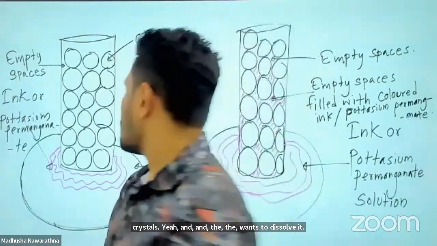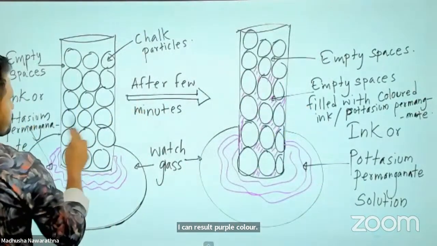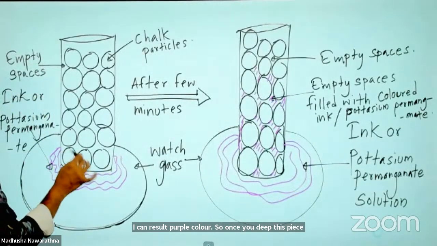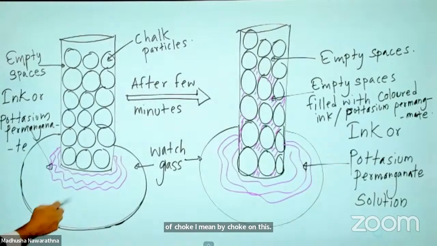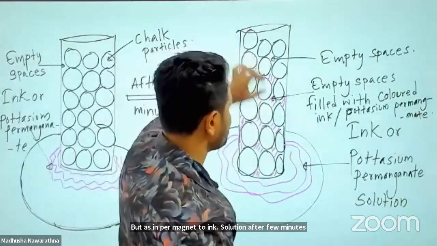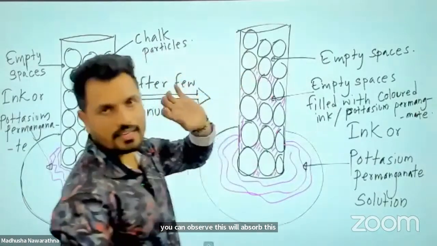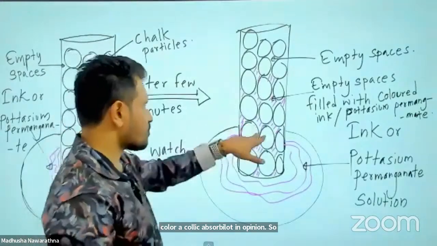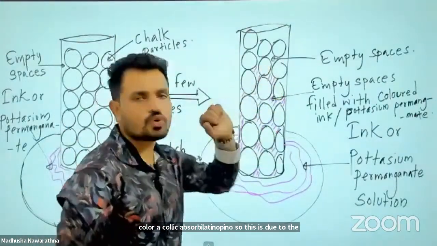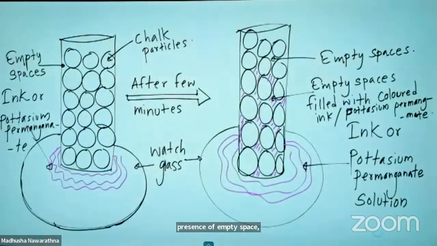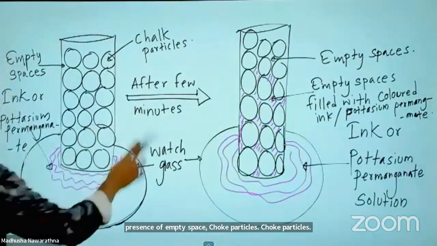So once you dip this piece of chalk, I mean white chalk on this potassium permanganate or ink solution, after a few minutes you can observe this will absorb that color. A color එක absorb වෙලා තියෙනවා පේනවා. So this is due to the presence of empty spaces among chalk particles. Right. පුතේ method එක යටින් මේක ලියා ගන්න.